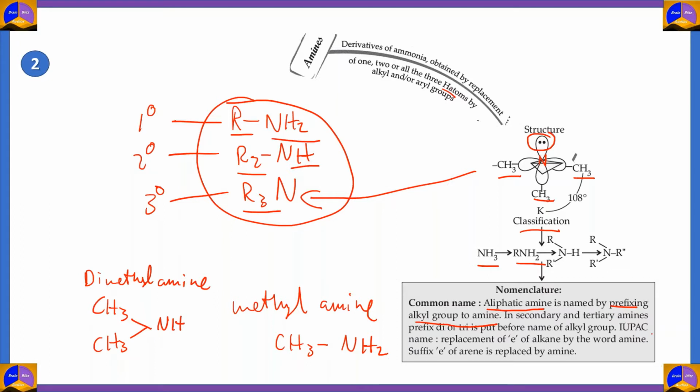In the IUPAC naming system, that is, IUPAC stands for International Union for Pure and Applied Chemistry, there is the replacement of the letter E of the alkane by the word amine, and the suffix E of the arene is replaced by amine. So it will be methanamine. Methanamine represents CH3NH2, and benzene attached to an amine group would be referred to as benzenamine, or by its common name, aniline.